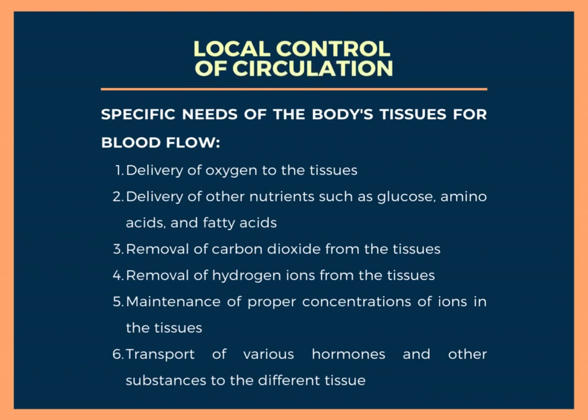Local control of circulation has specific needs for the body's tissues for blood flow. First is the delivery of oxygen to the tissues. Next is delivery of other nutrients such as glucose, amino acids, and fatty acids. Third is the removal of carbon dioxide from tissues. Then the removal of hydrogen ions from tissues. Fifth is the maintenance of proper concentrations of ions in the tissues. And lastly, the transport of various hormones and other substances to different tissues in the body.